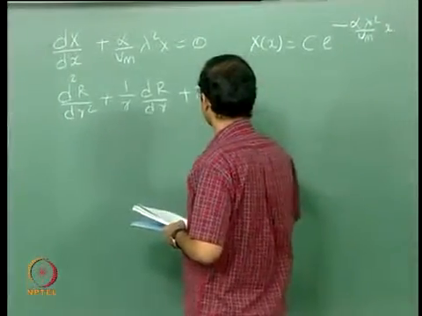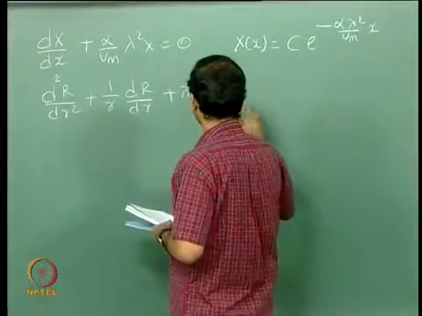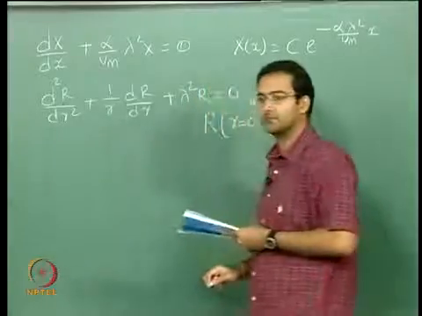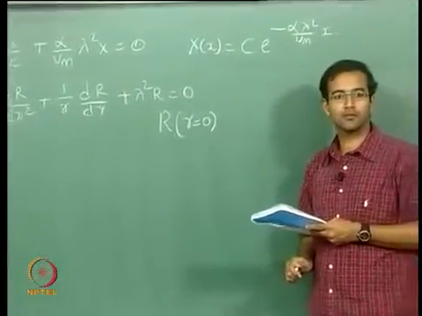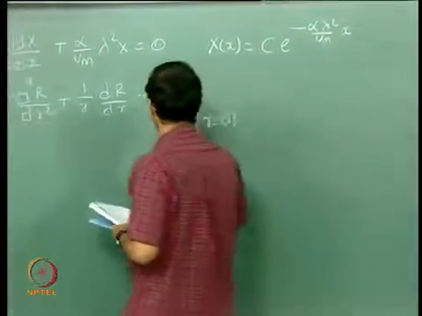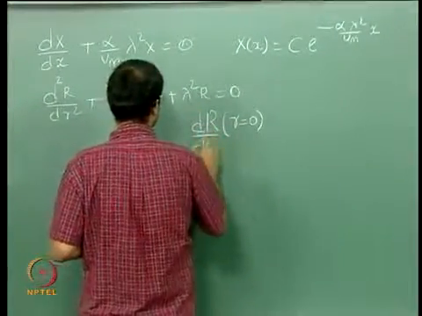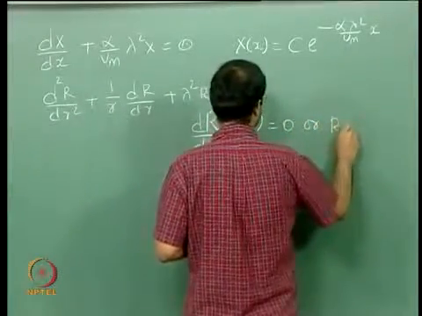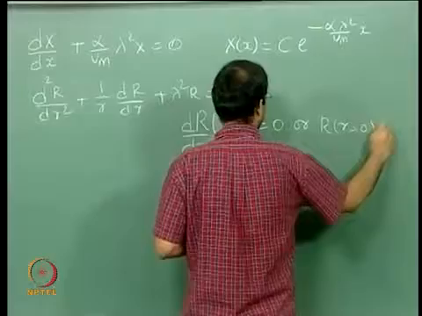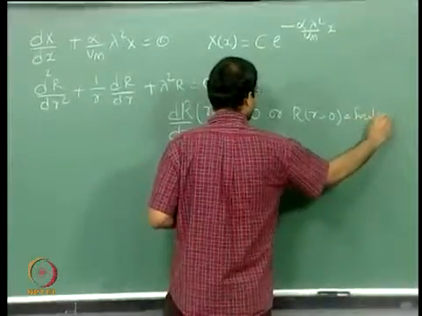R at r equal to 0. Do you have any boundary condition at r equal to 0? Okay, finite, or I would say dR by dr should be 0, okay, or R at r equal to 0 should be finite, both are equivalent.